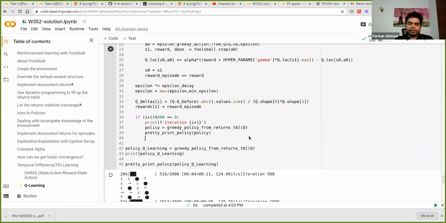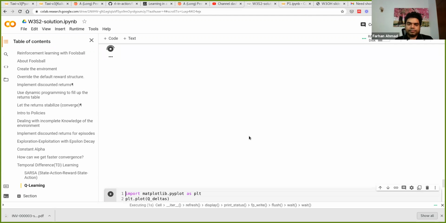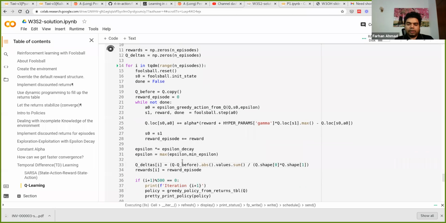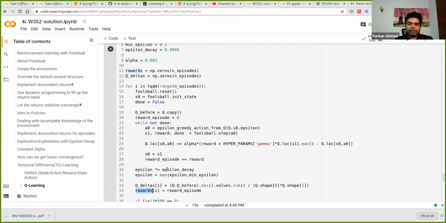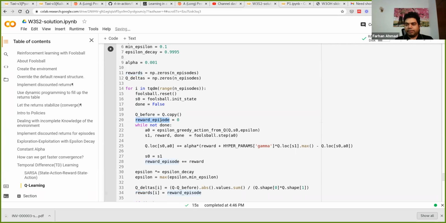And if you let this run, yeah. So I'm also recording that in an array which I'm calling Q deltas, and I have a similar array for rewards as well, right? So what is happening is that there is this variable that I'm using to accumulate the reward for an entire episode. I initialize it to 0 right before an episode, and at every step, whatever reward I get, I just accumulate it here.